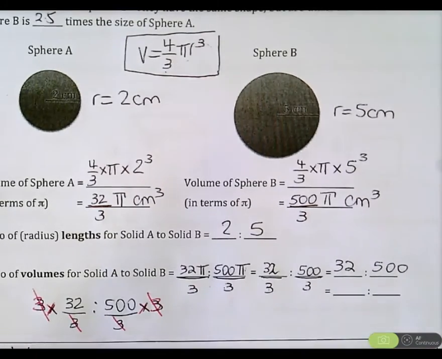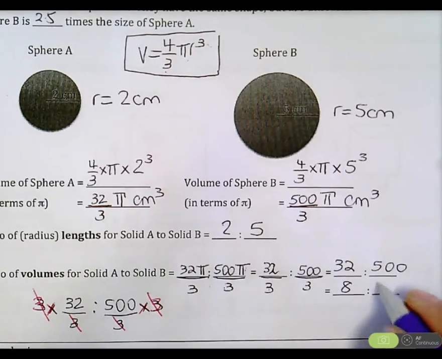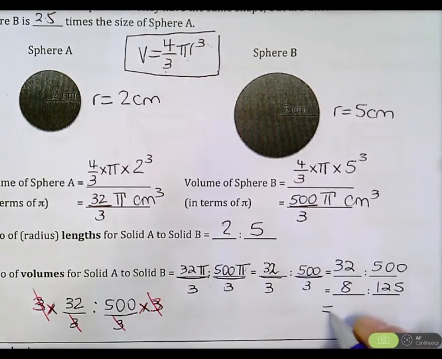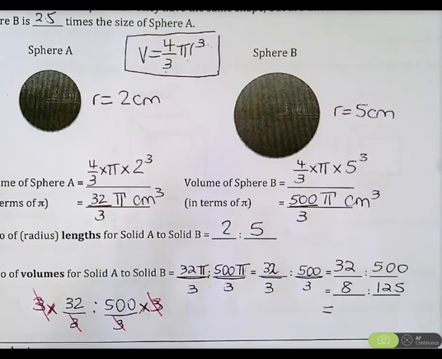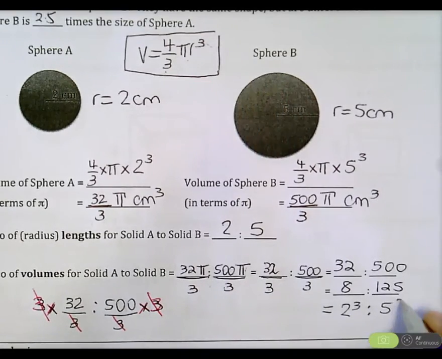Girls, they are not square numbers. Go 32 ABC 500 and you will get the simplest ratio. 32 ABC 500. 8 over 1 and 125. Now you can see cubic number. So that's 2 cubed is to 5 cubed.